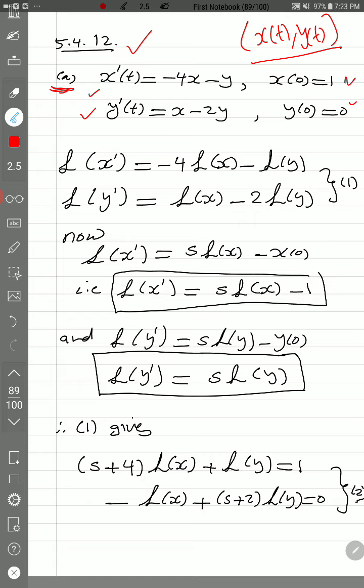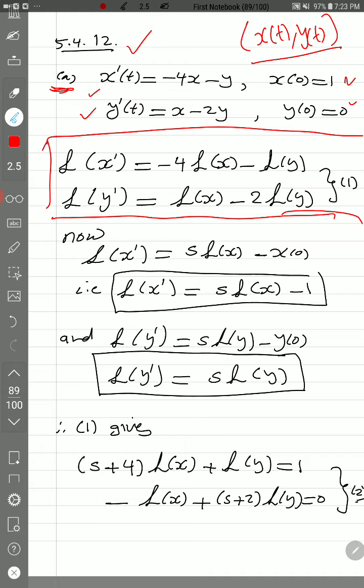We take L, as we did for the previous example, for the 2 equations. So we get this together, the 2 equations, we get equation 1. Now I substitute for L of x prime, again like y prime, just instead of y we have x. So this is again the property of the derivative. And then I use x of 0 equal to 1, so I get this one. The same for L of y prime. Y of 0 here equals 0, so I get this one.